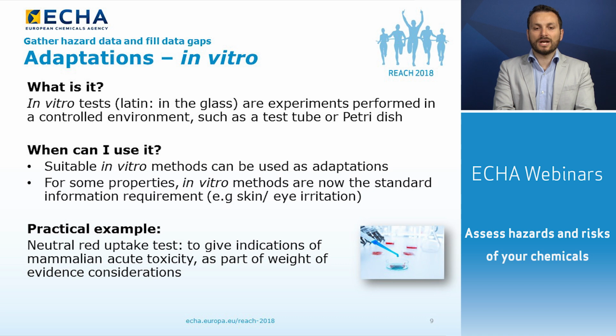Another type of non-animal tests are the in vitro tests, performed in a controlled environment such as a test tube or petri dish. Suitable in vitro data can be used as a standalone adaptation or as a part of weight of evidence. For some endpoints, in vitro tests are now the standard information requirements, in column 1 of the annexes, and not adaptations. Neutral red uptake is an example of an in vitro test that can be used as an adaptation for mammalian acute toxicity as part of weight of evidence considerations.